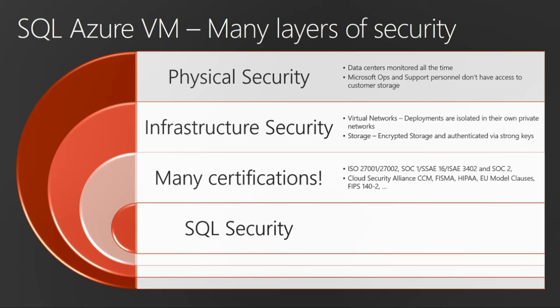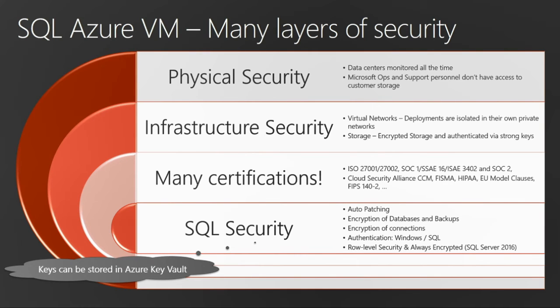And finally, for SQL Server, all the basic stuff that you are used to using in terms of patching or encryption of database, as well as backups and connections, authentication, and some of the new features introduced in 2016, like Always Encrypted and row-level security, etc., are all available for Azure VM. So this whole landscape will give you a completely secure experience that you're used to on-premises. And as I mentioned, you can bring your own keys that you're using and put them in the key vault and use that for encryption and decryption.